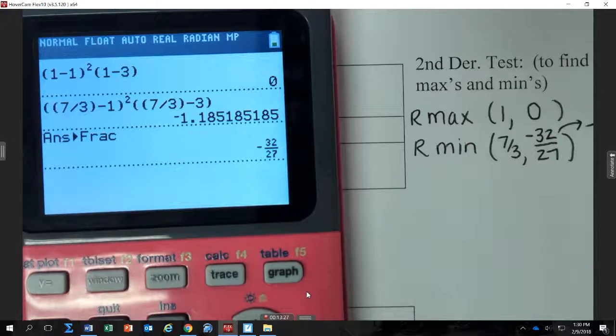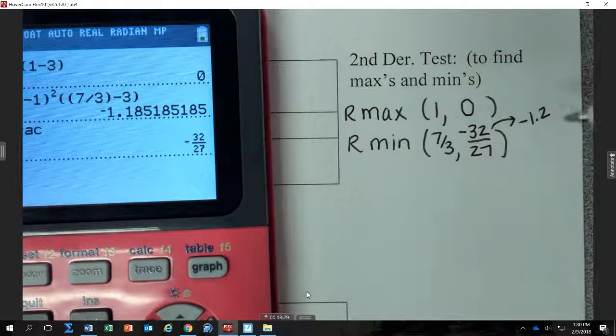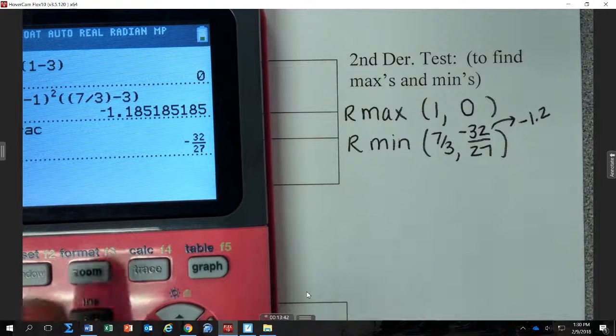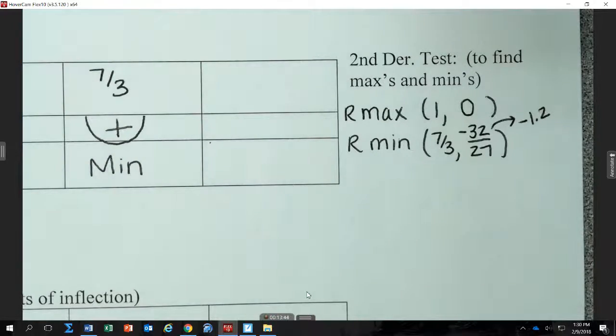Okay, because ultimately I'm going to be graphing this later. So negative 32 over 27 is an exact value for that point. But when I go to graph it, it's not going to help me much. So it's nice to just take note that that's about negative 1.2. All right, so I have my relative max and relative min.